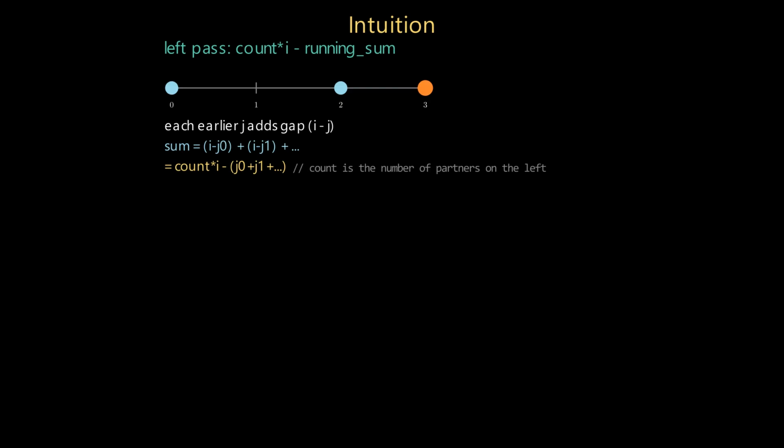Regroup the sum: i appears once for every earlier friend, so that is count times i. Then subtract j0 plus j1 and so on in one shot. That subtotal of earlier indices is the running sum, meaning the sum of indices seen so far in this left pass. So left distance is count times i minus running sum. At i equals 3 the picture is two gaps, 3 minus 0 and 3 minus 2, which is 2 times 3 minus (0 plus 2), 4 in total.